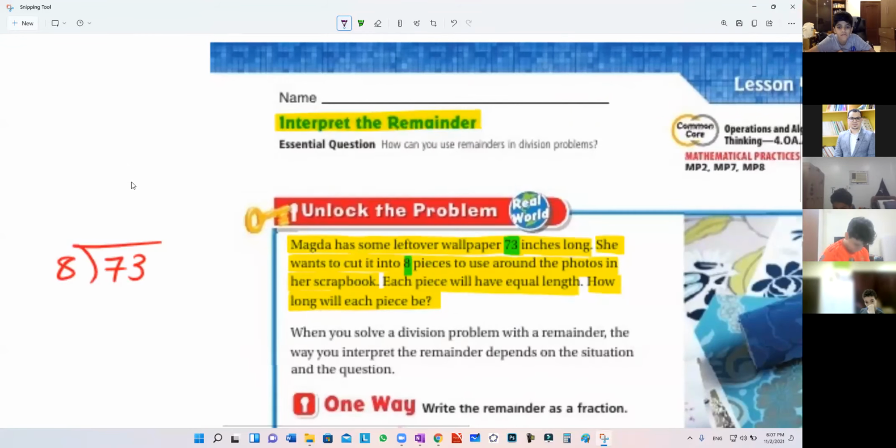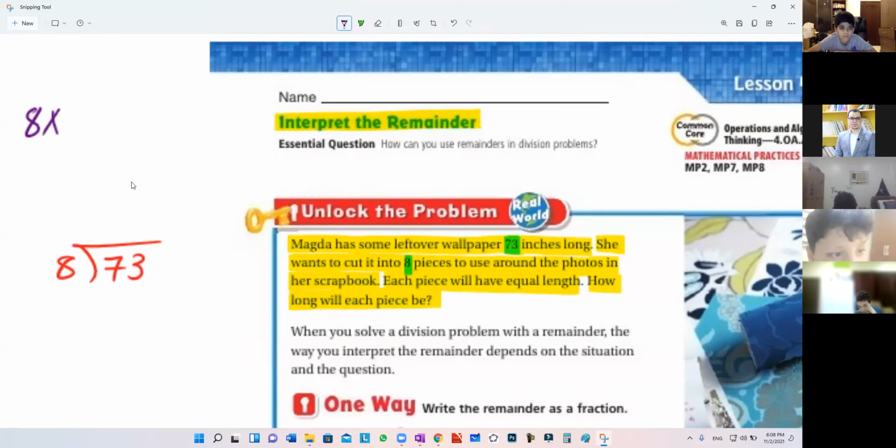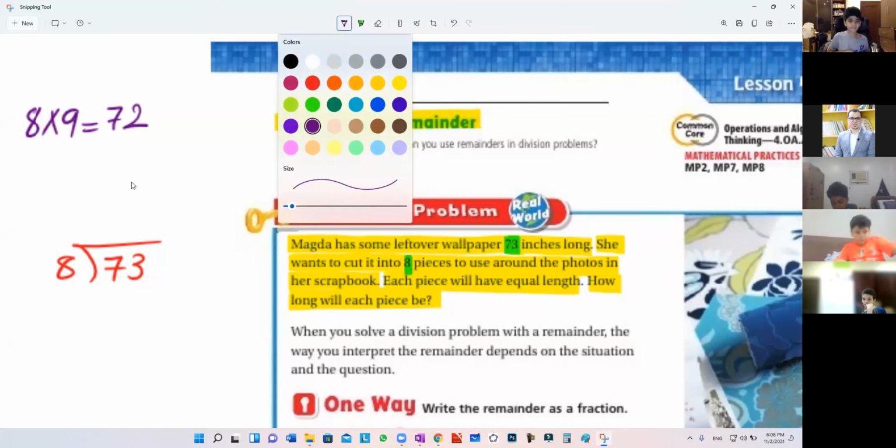Let me ask you a question, Mustaba. What is the closest number to 73 in the multiplication table of 8? 8 multiplied by what is the closest to 73? 8 multiplied by 9. So 8 multiplied by 9 equals what? 72. Yeah, that's great. That's the closest number to it.